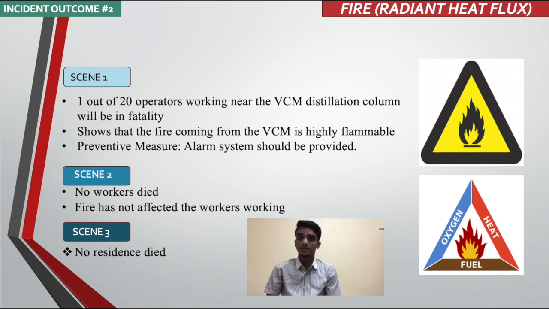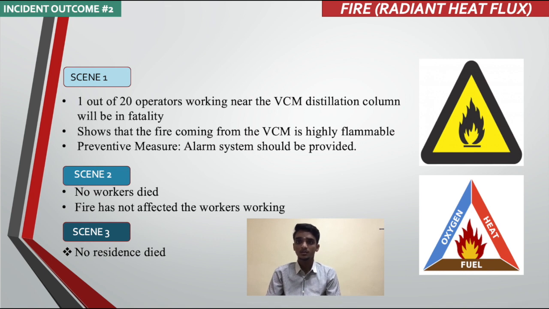The next worst case scenario, scenario 2, the incident thermal radiation value obtained is 35.972 watt per meter square. The probability analysis for the percentage of damage or death is 0%. This shows that no workers have died and the fire has not affected the workers working in the administrative office, because the distance between the workers and the flash fire occurring is far, thus no fatality happened to the workers.